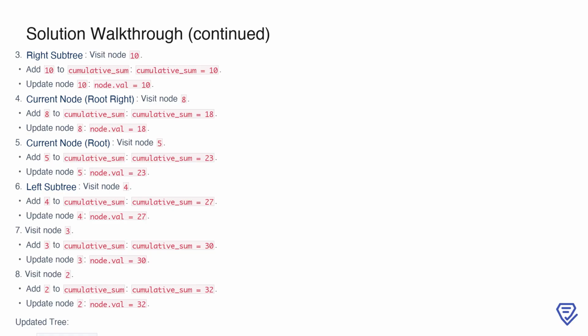The updated tree now has 23 as the root, with 30 and 18 as its left and right children. The left subtree is further updated, with 32 and 27 as the children of node 30, and node 18 retains 10 as its right child.